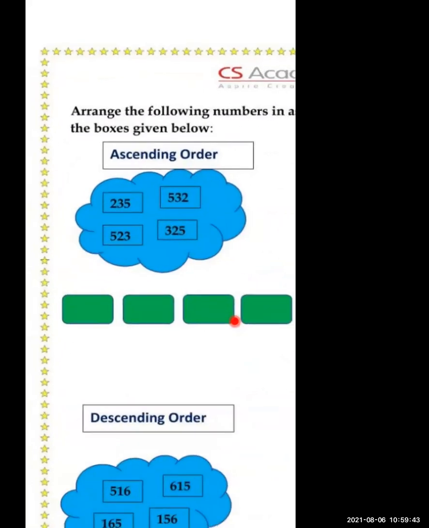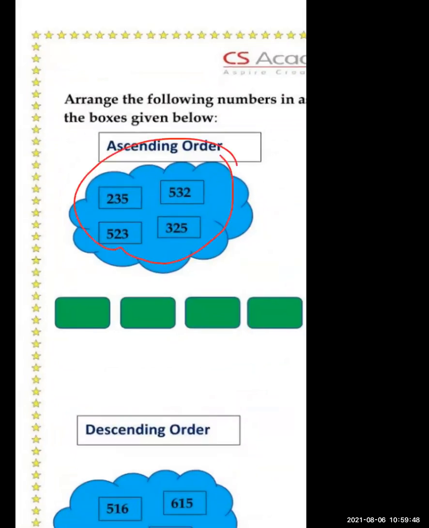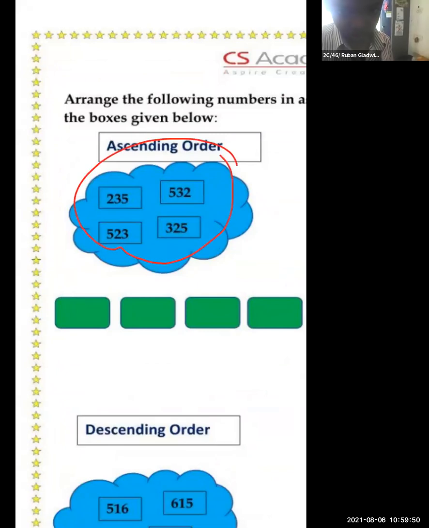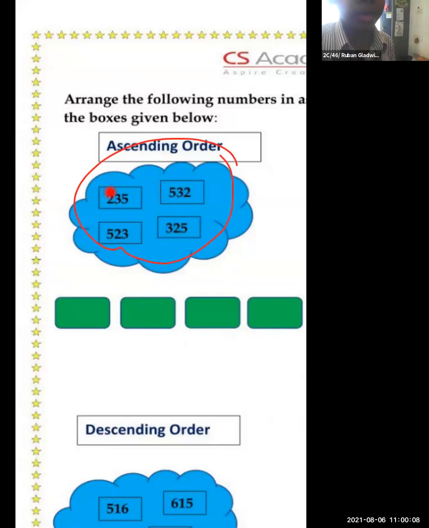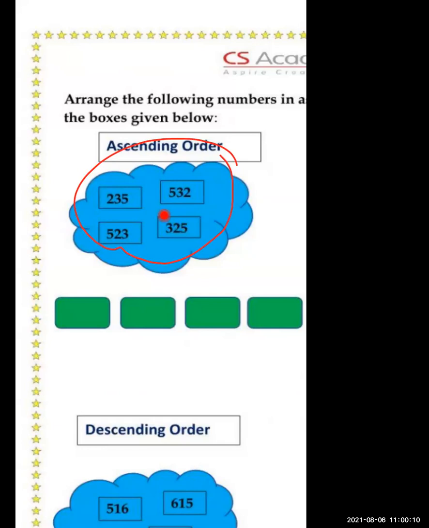Which is the smallest number among these numbers? Just see. Now we have to identify the hundreds place. Here 200 is given, here 500 is given, here 500 is given, and here 300 is given. So 200 and 300 are both smaller than 500. Okay, so we have to compare the 500 and 500.